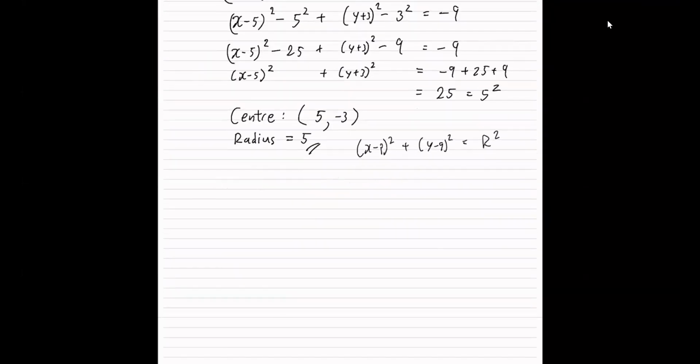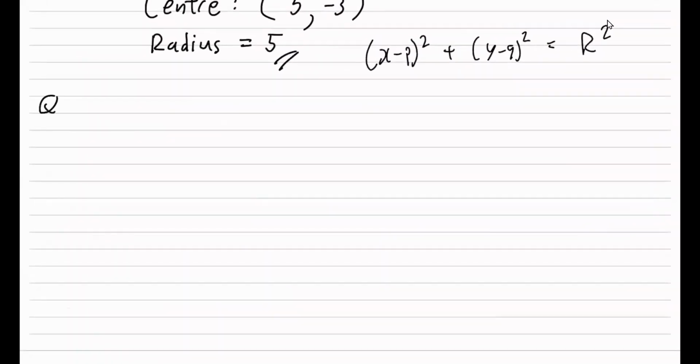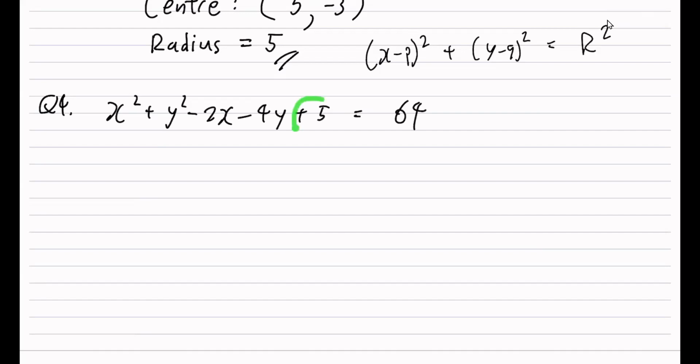Let's go and see if I can finish all the examples. Question 4. Find the coordinates of the center and radius of a circle with the following equation. x squared plus y squared minus 2x minus 4y plus 5 equals 64. First thing, plus 5 bring over. So you get 64 minus 5, 59. Then what else do you do?